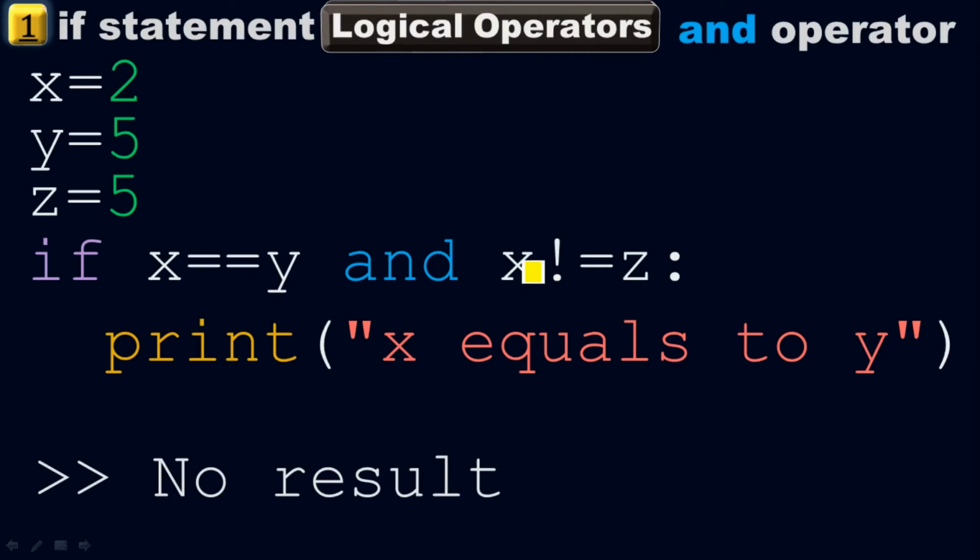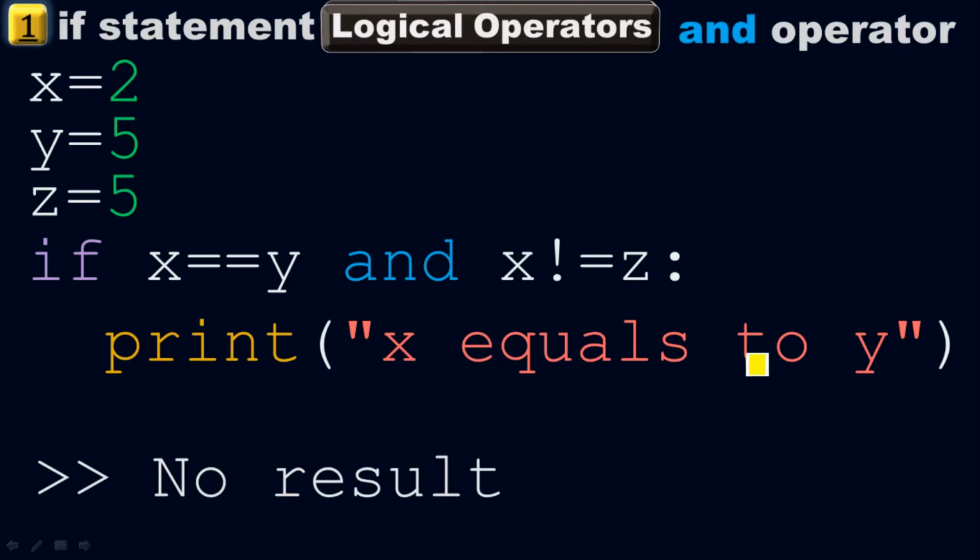The second one is x is not equal to z, which is true because x equals 2 and z equals 5. So 2 is not equal to 5. But here one of the statements is not true, which is x equals y, because 2 is not equal to 5. Therefore, this print function will not be executed. You won't get any result here.